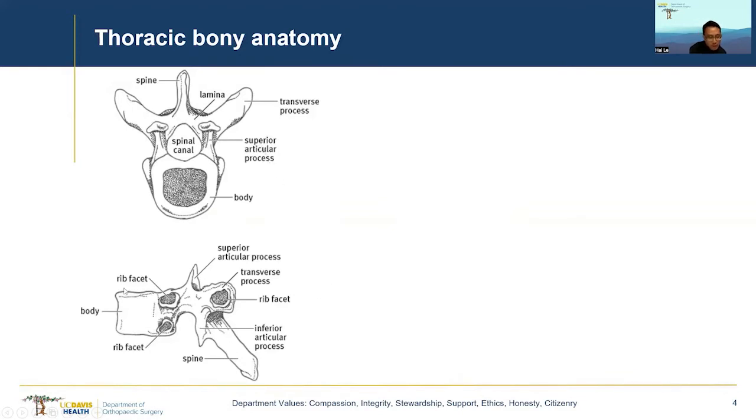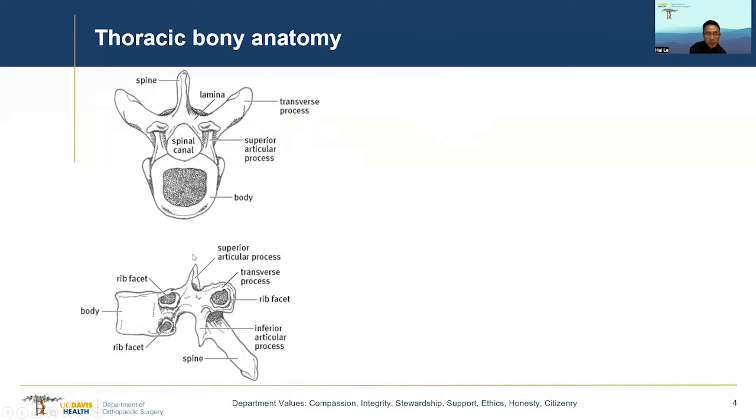When you look at the thoracic spine, what is unique about it? It articulates with the rib, right, at multiple levels. Here's the rib facet here, as well as the rib facet here on the transverse process to articulate with the rib. But when you look at the pedicle, right next to the transverse process and the pedicle is where the superior articular process is located.